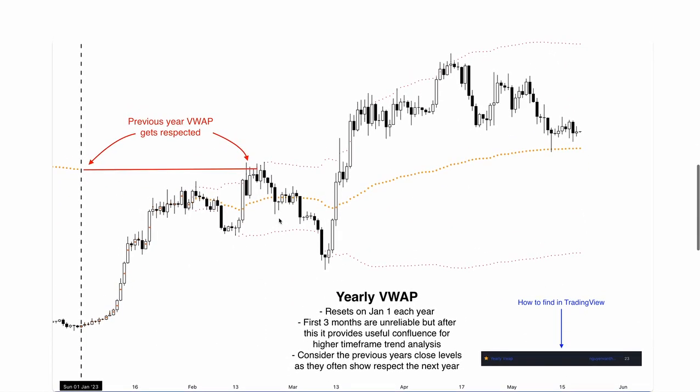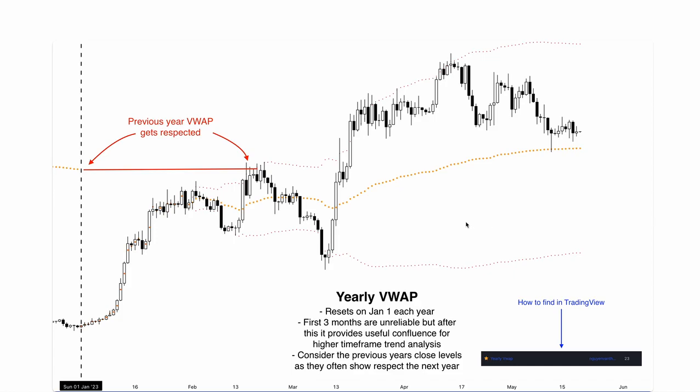You can also get a yearly VWAP. You can find it on TradingView by typing in yearly VWAP and looking for this particular one. And that will show you a view of high time frame analysis. So this is a daily chart, and the yearly VWAP, you can see, shows price bands for a higher time frame. It resets on the 1st of January every year.